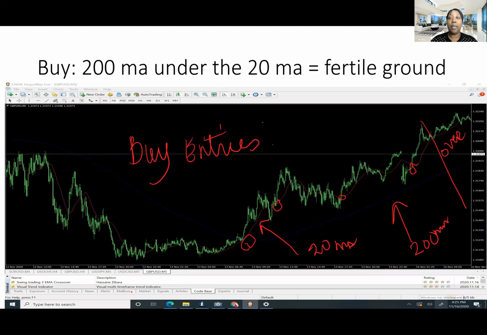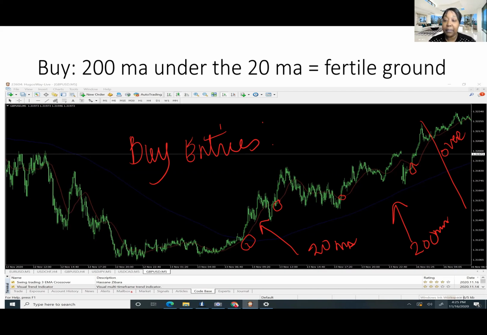So when we talk about getting ready to take a buy, number one, we've identified that it is an uptrend. The market is going up, creating higher highs and higher lows. But that alone doesn't tell you when to enter, because you could look at this and say it makes no sense. So I have identified the fertile ground, the area, how things need to be set up in order for me to get in.